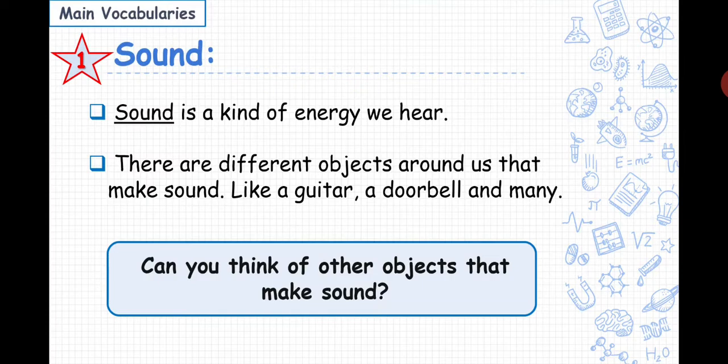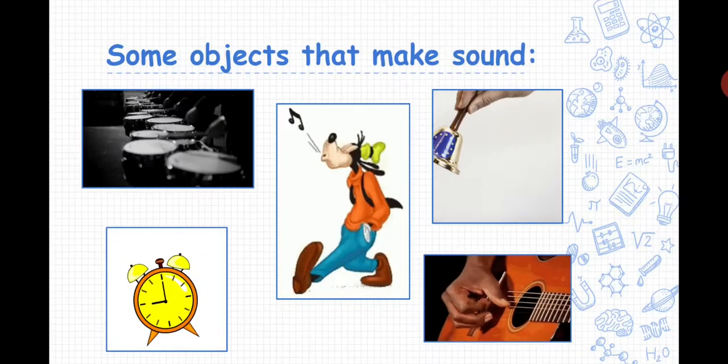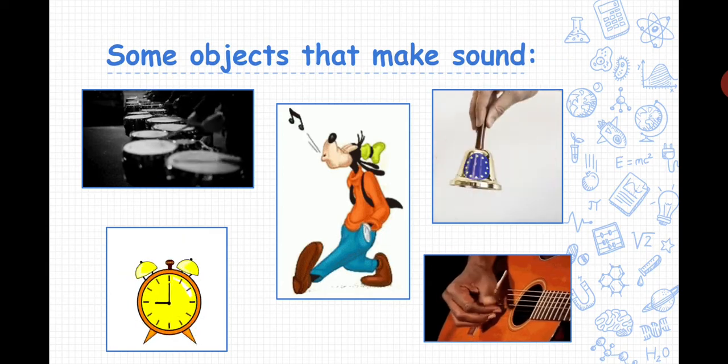Sounds can be produced from many objects like the guitar and the doorbell, as we heard in the video. Can you think of other objects that make sound? There are many objects that make sound, my dear, right? Let's have some examples together. We have here 5 examples.